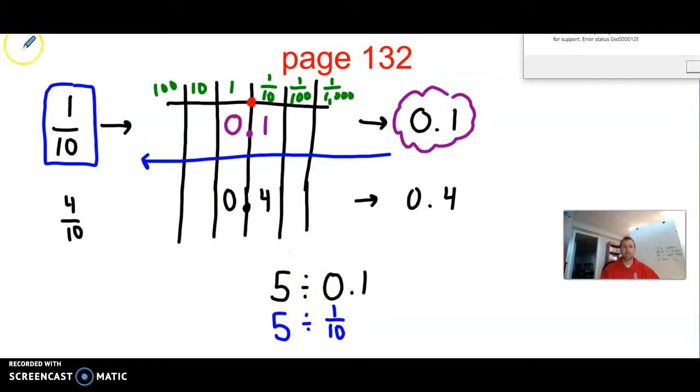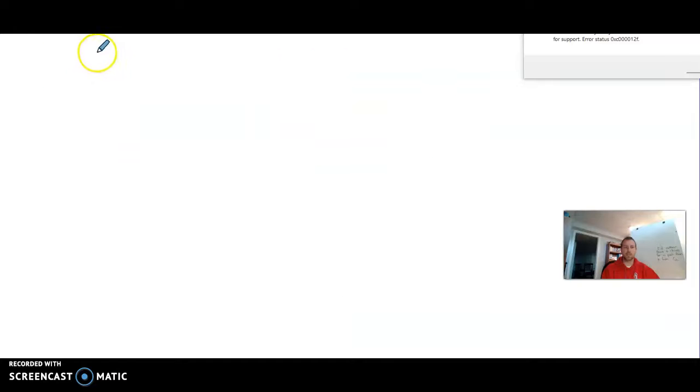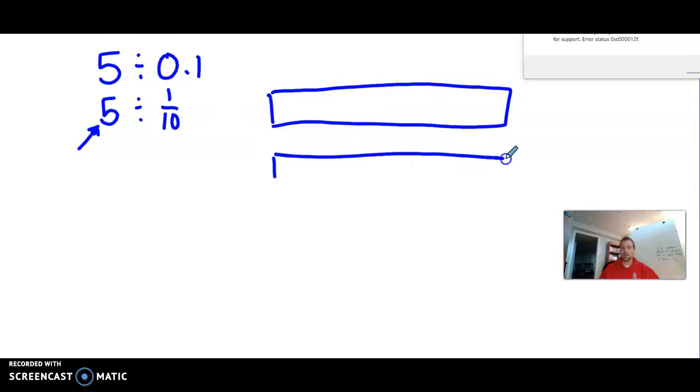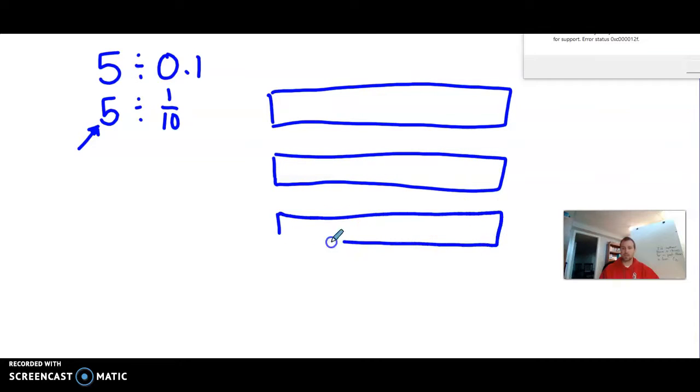All right, so in this next problem, we have our 5 divided by 0.1, which we just talked about is really the same as 1/10 as a fraction. And in order to solve that, I'm going to draw a picture. I'm going to start with the whole number, the very first number. I'm going to draw 5 models. I'm going to draw them pretty big so I can stay neat and organized, and make them about the same size.